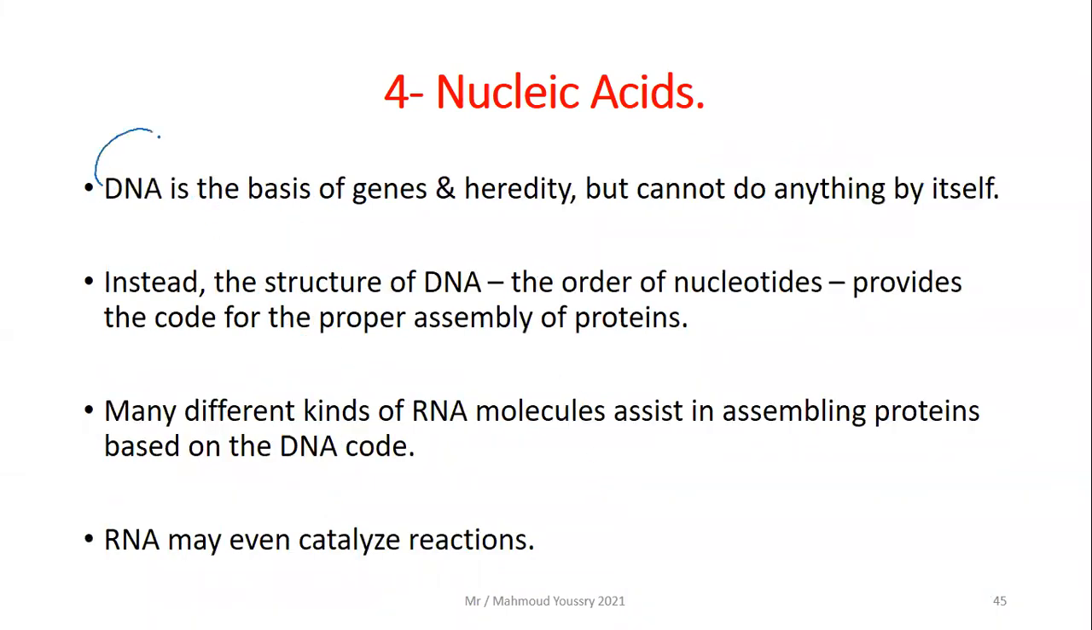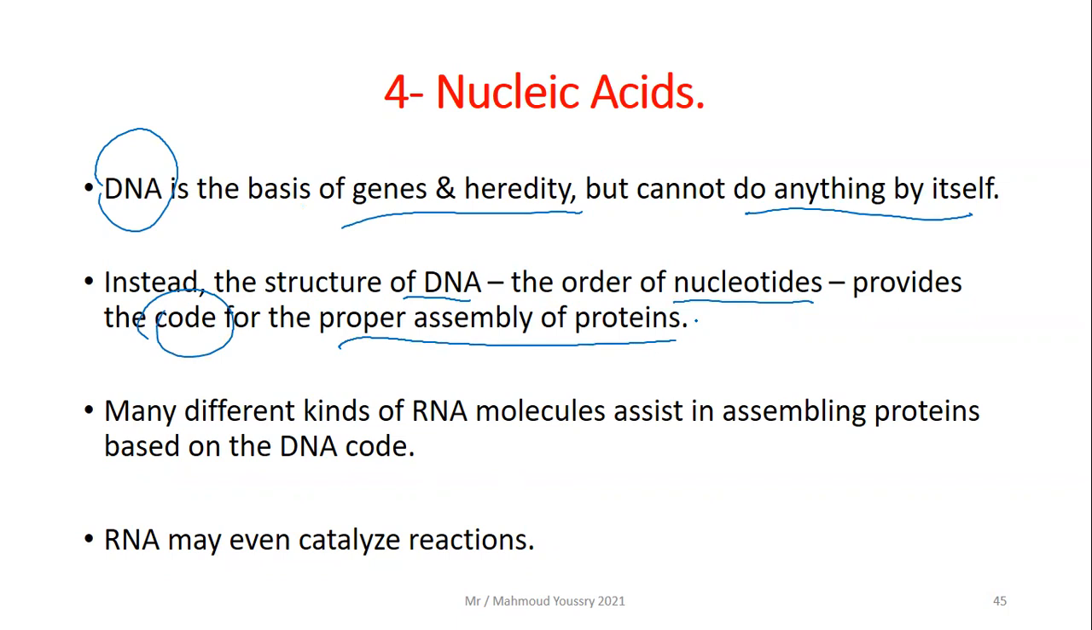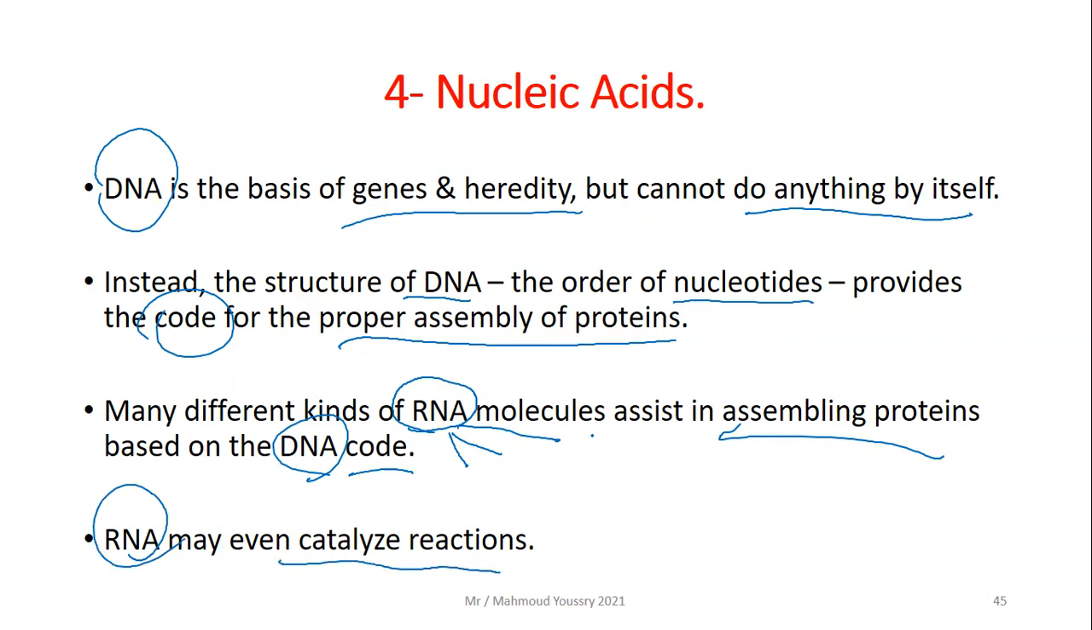The DNA is the basis of genes and heredity, but it cannot do anything by itself. The structure of the DNA is the order of the nucleotides. It provides the code for the proper assembly of proteins. So it has the instructions for how to build the proteins. Then there are many different kinds of RNA, like mRNA, tRNA, and rRNA, molecules that assist in assembling proteins based on the DNA code. And actually the RNA might even catalyze the reaction.